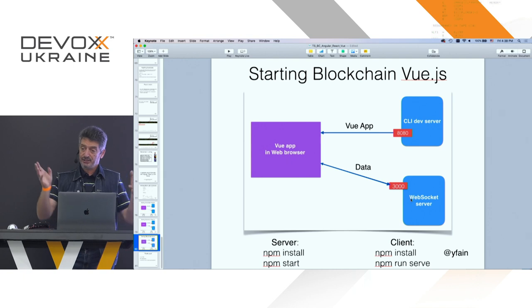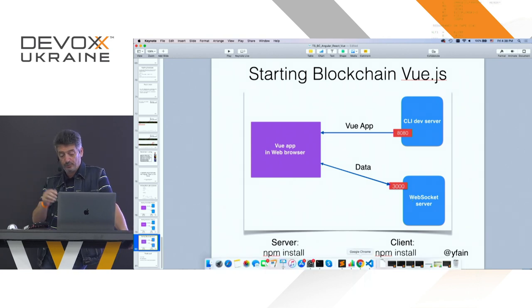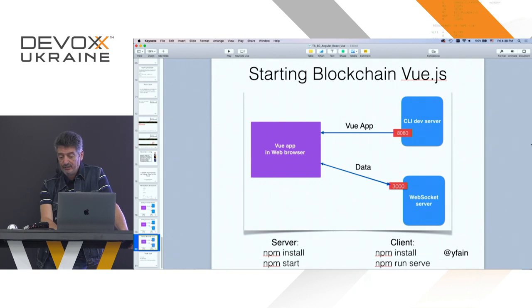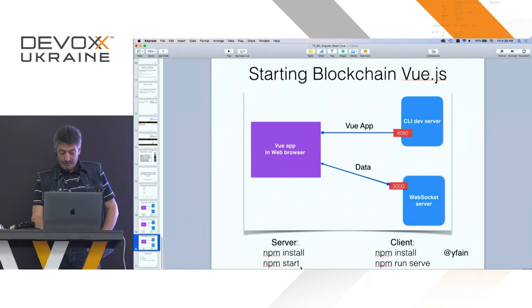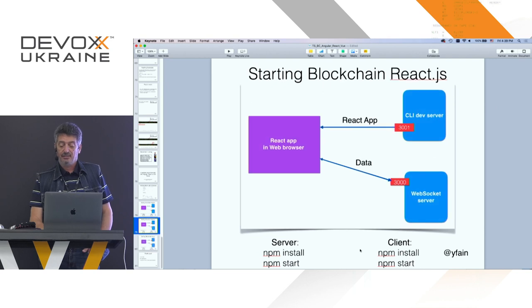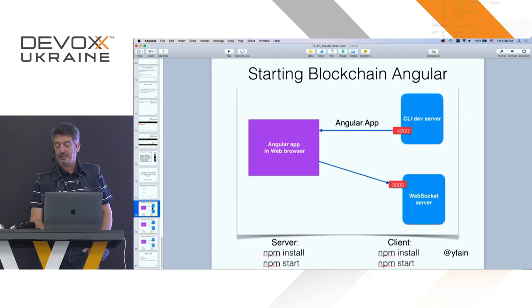How to run it? If you decide to download the source code from GitHub, there are two folders in each of these chapters. One of them is called server, and the other one is called client. You need to have node installed, and then you will do npm install from the server directory, and then npm start. It'll start the server, listening on port 3000. To start the client, in case of Vue, you will go to client directory, run npm install, npm run serve. For React, npm start, and for Angular, npm start.